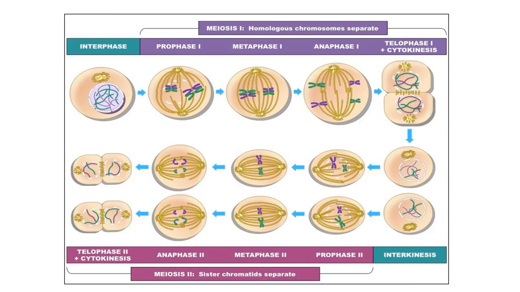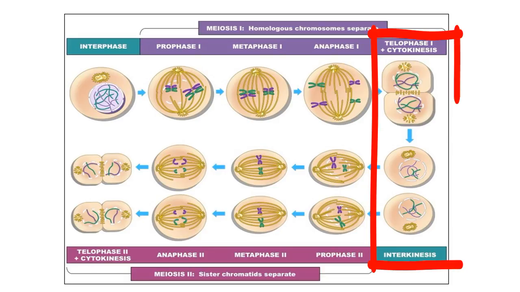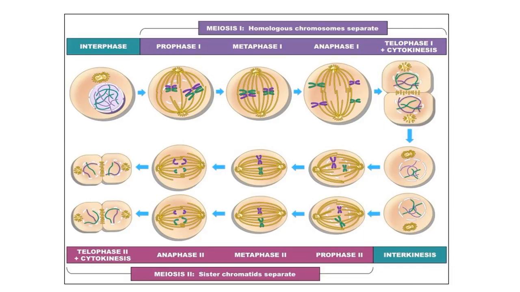A second growth phase called interkinesis may occur between meiosis 1 and 2. However, no DNA replication occurs in this stage. The first meiotic division is when the diploid cell becomes a haploid cell. It is a reduction division in which homologous chromosomes are separated.